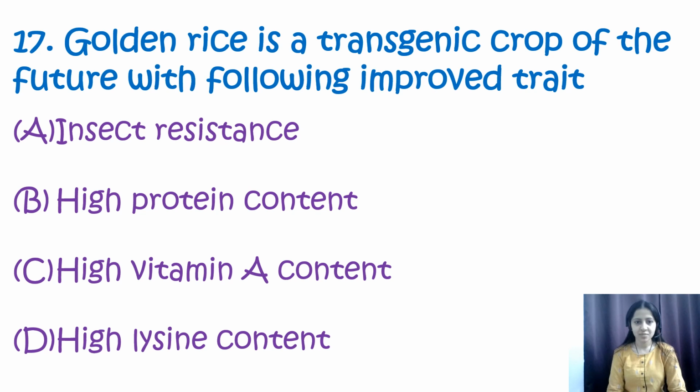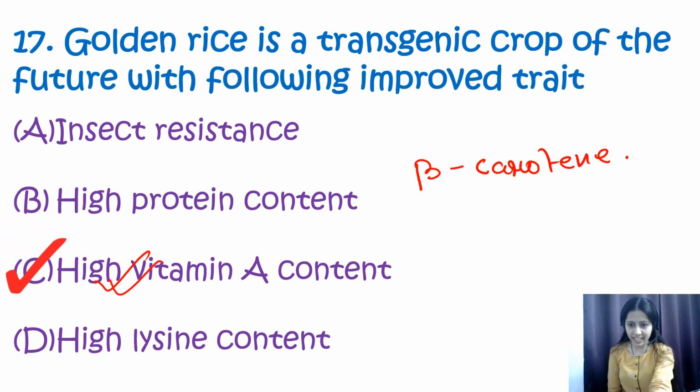Question number 17: golden rice is a transgenic crop of the future with the following improved traits. Options are insect resistance, high protein content, high vitamin A content and high lysine content. So the correct option is C. We know that golden rice is a transgenic crop that has been genetically modified to contain higher levels of beta carotene, and this beta carotene is a precursor of vitamin A. So the correct option is C, that is vitamin A.